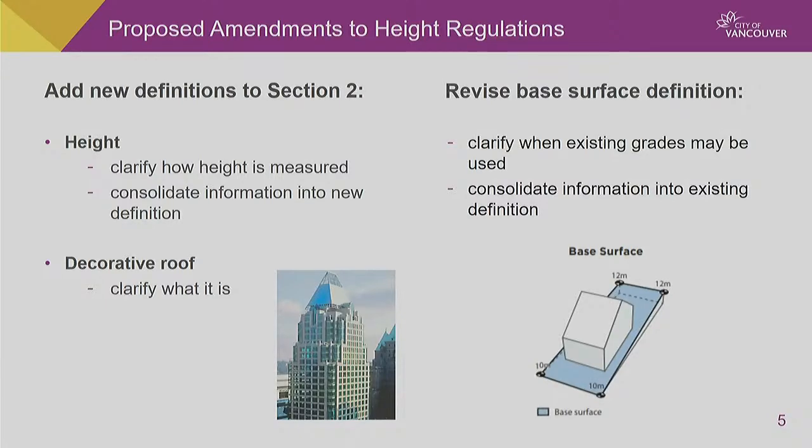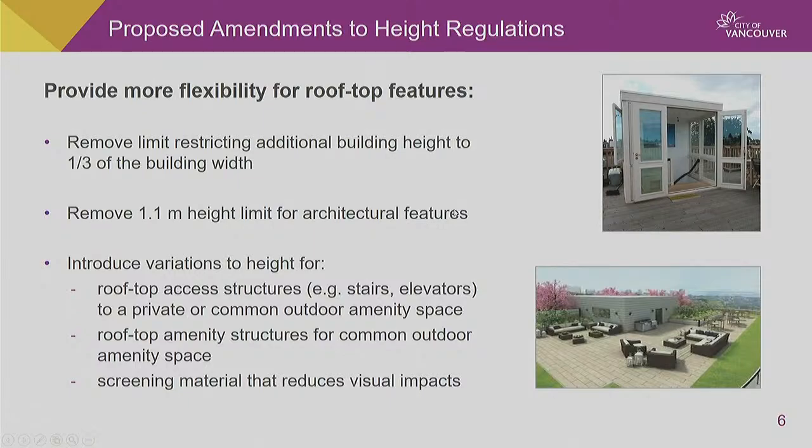We're proposing to remove a 1.1 meter height restriction for architectural features and provide more flexibility for rooftop access structures and rooftop amenity structures that are within a height of 3.6 meters. And this will be especially helpful for access to roof decks on townhouses. We're also allowing screening material that reduces visual impacts to be excluded from height calculations. And as noted in the yellow memo that was circulated, these variances to height are applied at the discretion of the Director of Planning, who must take into consideration any impact on views, noise, shadowing, and privacy.